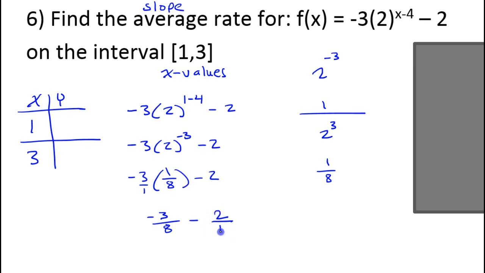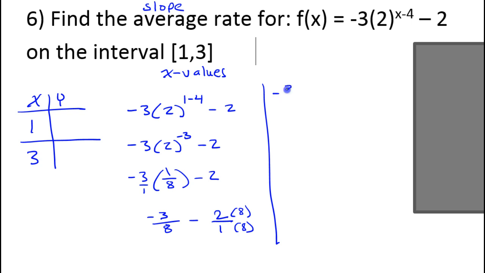Now this is like 2 over 1. And to subtract, I need like denominators, so I'm going to multiply by 8 on both of these. And I think I'm going to need this space after all. Okay, so what I have now is negative 3 over 8 minus 16 over 8. Negative 3 minus 16, that is negative 19 over 8. So that is my first y value, negative 19 over 8.